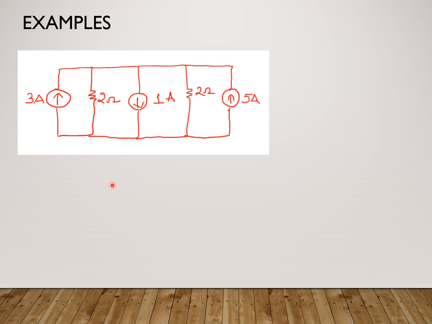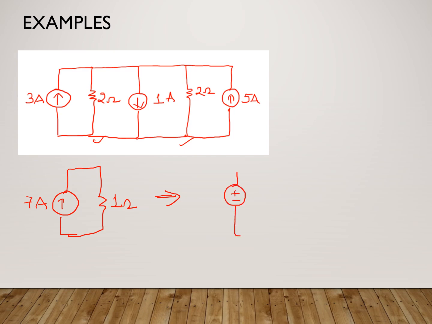At the same time, you've got 2 ohm and 2 ohm connected in parallel, which gives you 1 ohm. So effectively, the circuit reduces to this 7 ampere source with 1 ohm in parallel. The two 2 ohm resistors in parallel have an equivalent resistance of 1 ohm. This can also be converted to a voltage source, so I'm going to convert this to a voltage source.